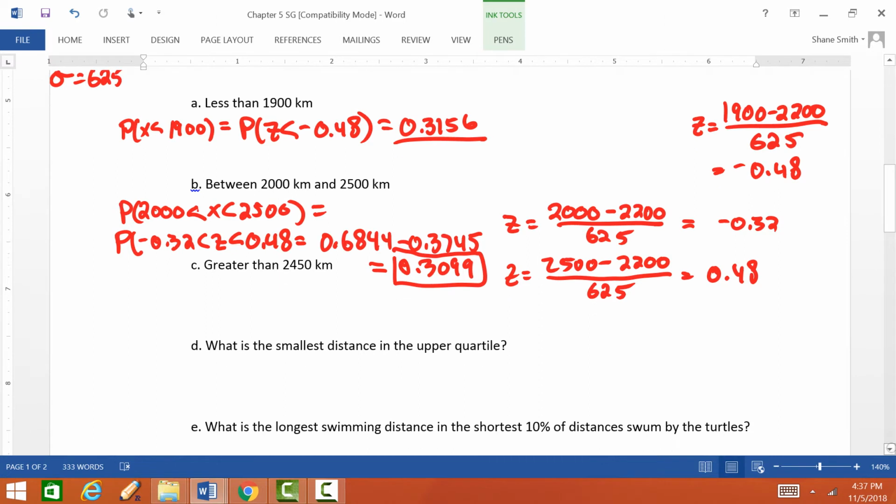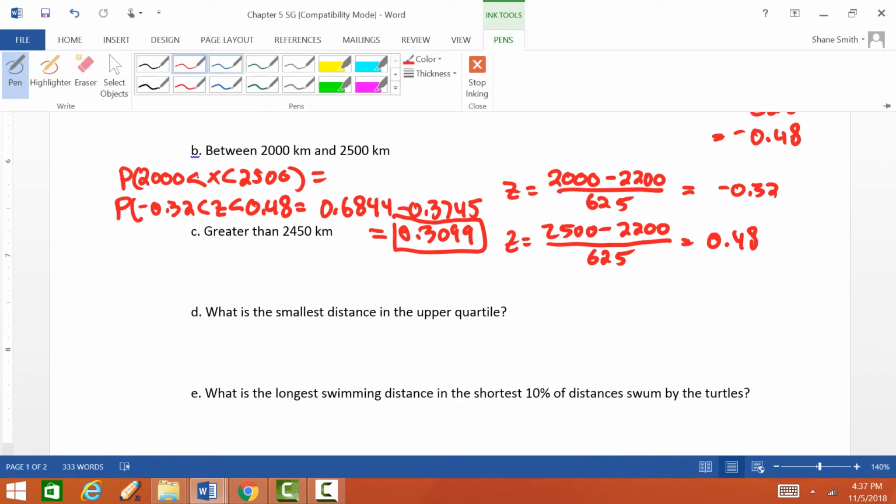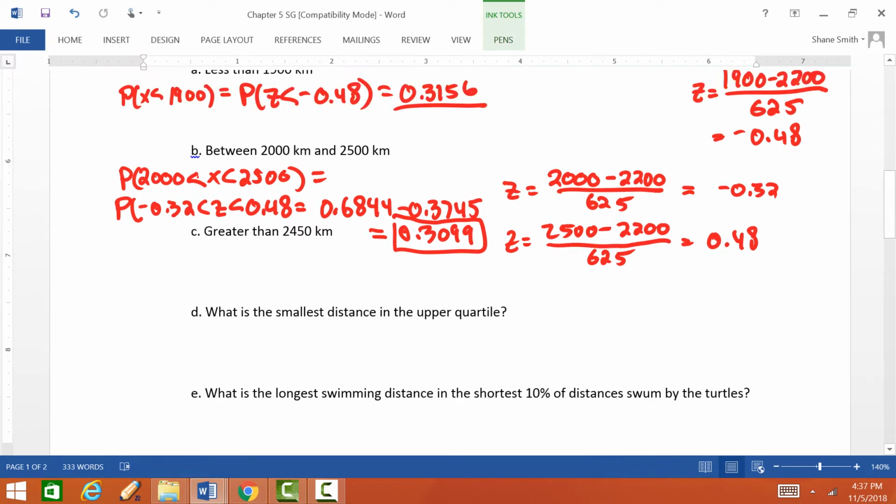It's a little crowded. We'll do this next one in a different color so you can see it better. The probability that x is greater than 2,450. Once again, we find the z-score. 2,450 minus 2,200 over 625.